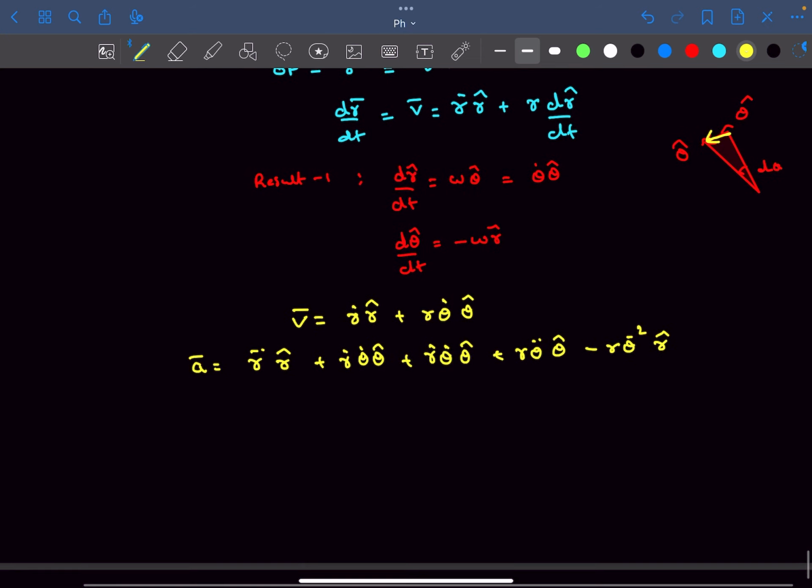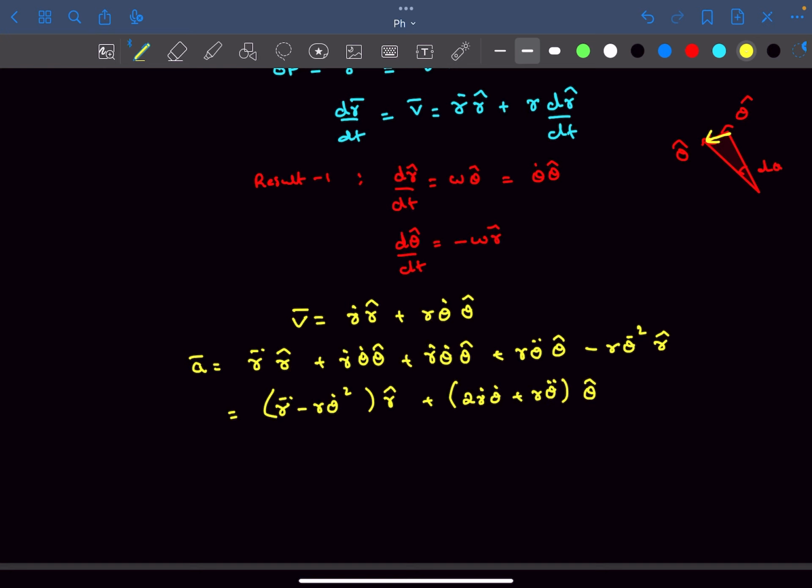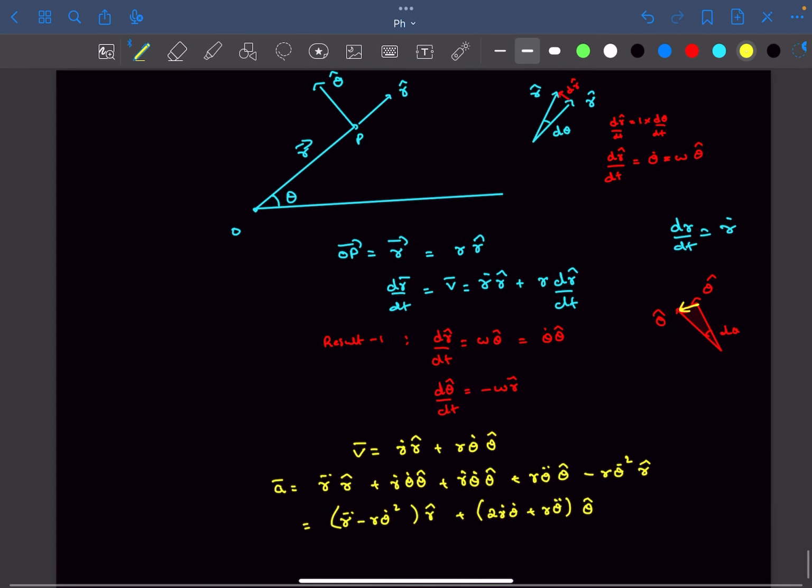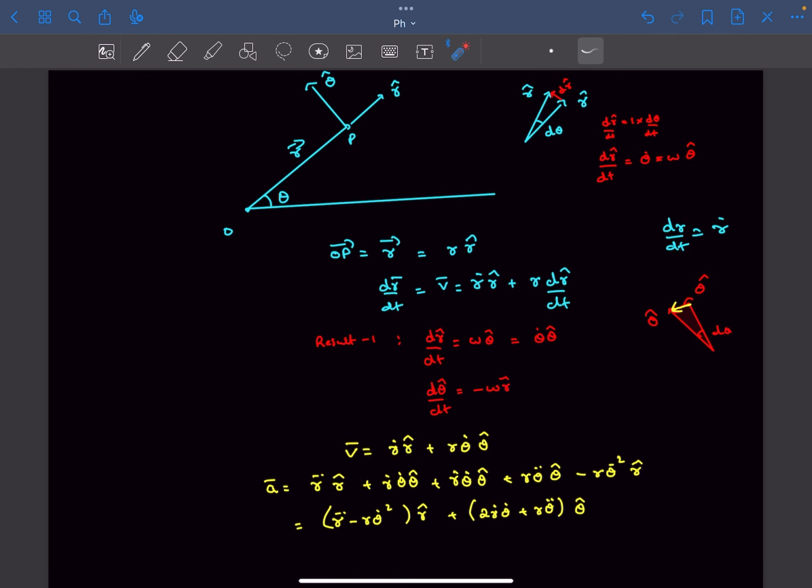So this would turn out to be minus r theta dot square in the r cap direction. So now let's group the r cap and the theta cap terms together. So this would be r double dot minus r theta dot square in the r cap direction plus 2 r dot theta dot plus r theta double dot in the theta cap direction. So in general planar motion, if let's say everything is varying, so there is theta, theta dot, theta double dot, and r dot and r double dot, then if we want the acceleration vector it's going to take this form.